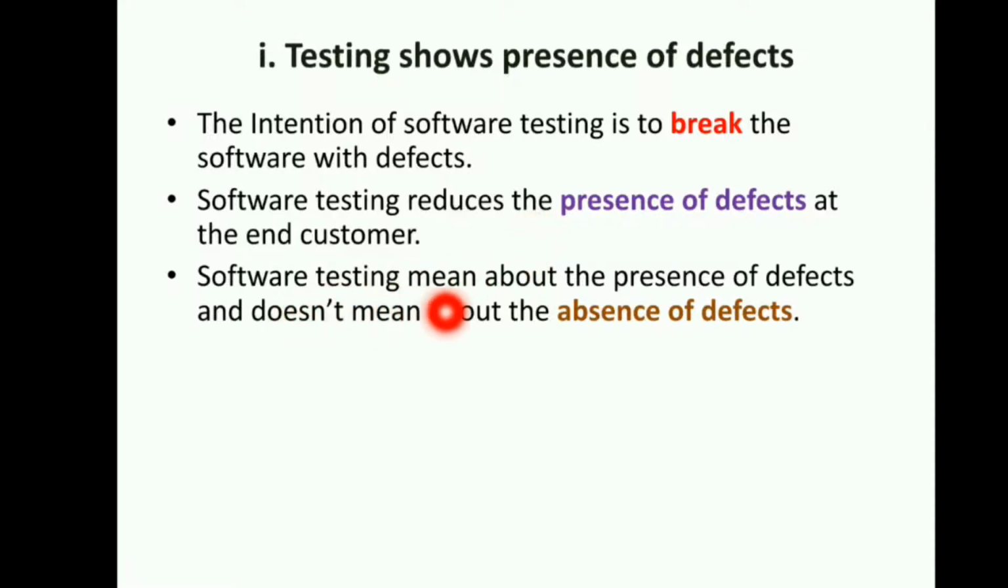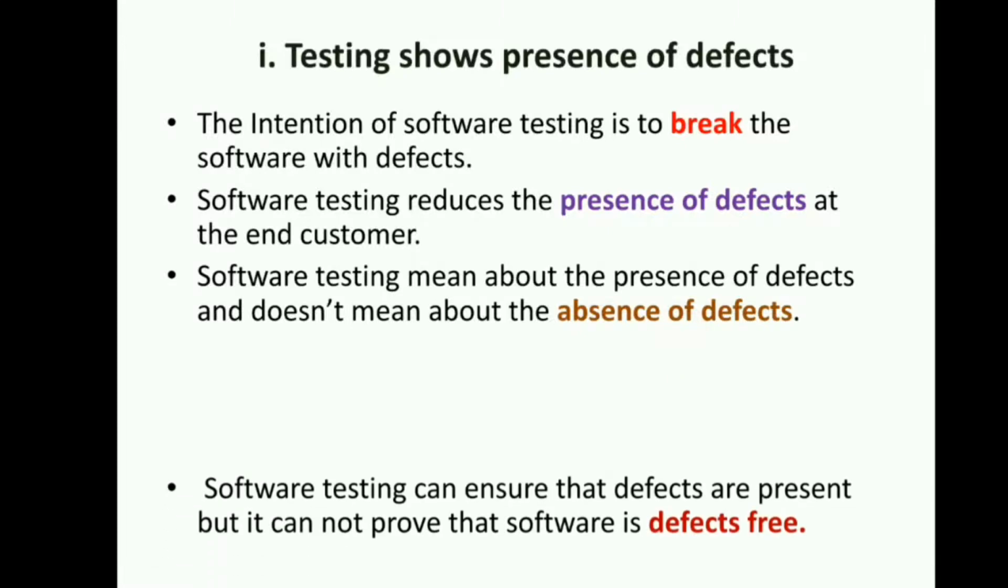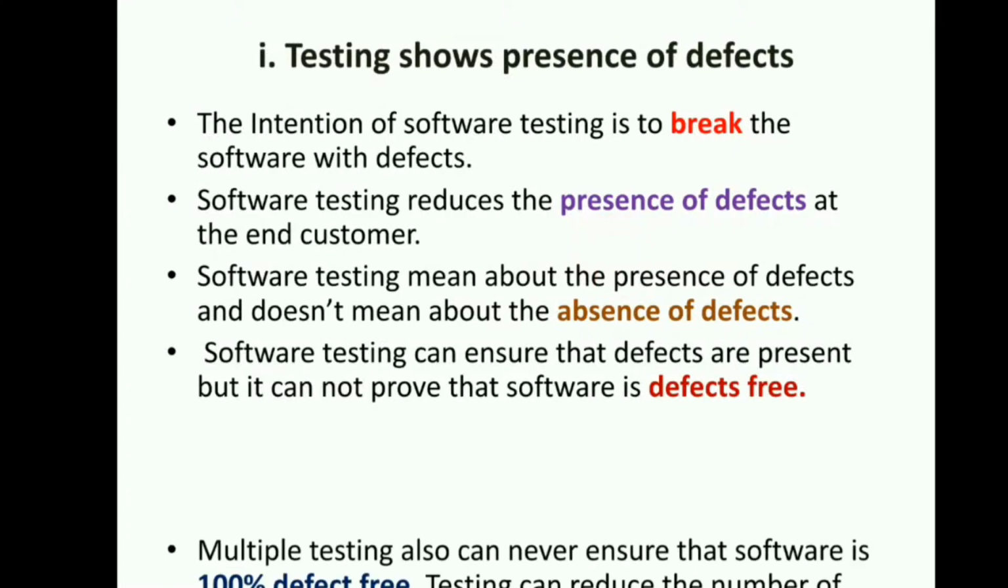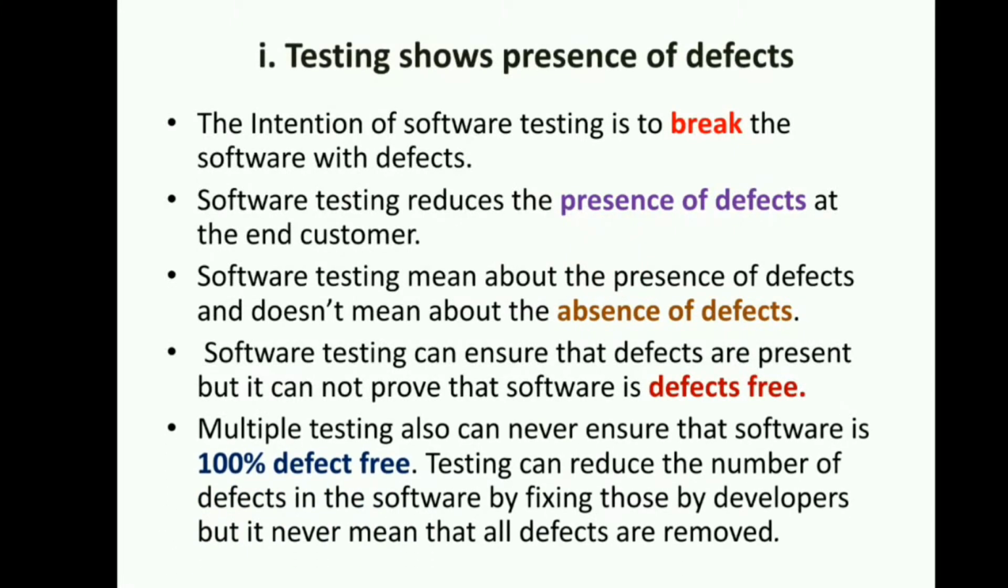Software testing means the presence of defects and doesn't mean the absence of defects. So software testing can ensure that defects are present, but it cannot prove that software is defect free. Almost these 3 points are similar. Here they are telling that software is not defect free, and you cannot assure the absence of defects. And here they are telling it is just reducing the presence of defects. So this is what the first principle is telling.